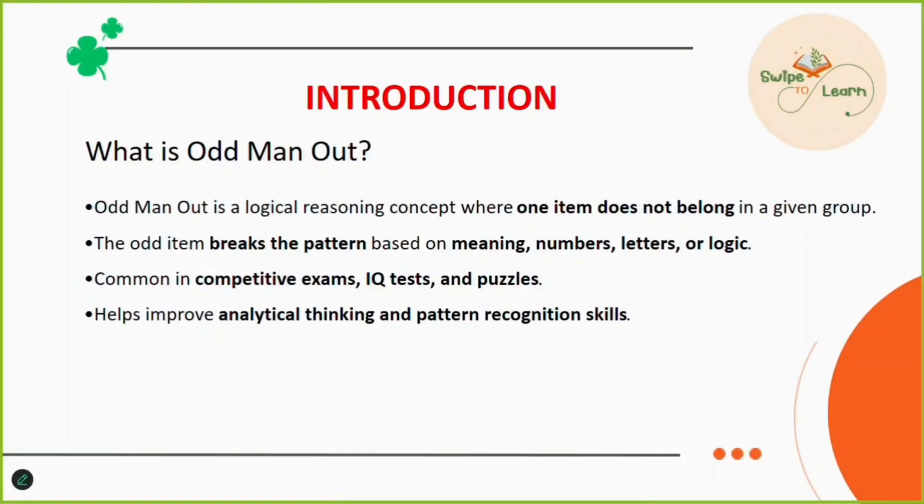Odd man out is a logical reasoning concept where one item in a group doesn't fit the pattern. That one item doesn't belong to the given group. It can be based on meanings, numbers, letters, or logic, whatever it might be. The item which doesn't belong to that group is considered the odd man out. This can appear in many competitive exams, IQ tests, as well as puzzles. This kind of question helps you improve your analytical thinking and pattern recognizing skills.